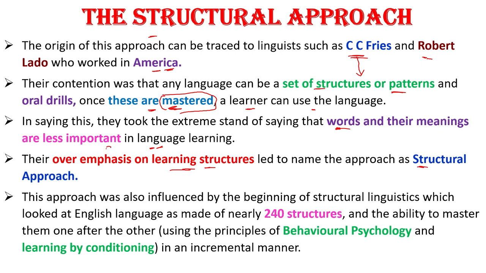The approach was influenced by the beginning of structural linguistics, which looked at the English language as made of nearly 240 structures. We will have confusion here. In one book it will be mentioned as 240 structures, and in some other books as 270 structures. And sometimes we see 275 also, right? So based on the question or options, you should answer. And the ability to master them one after the other.